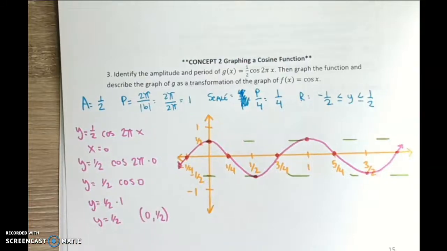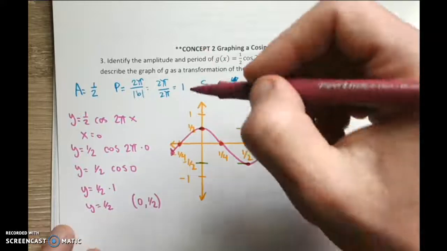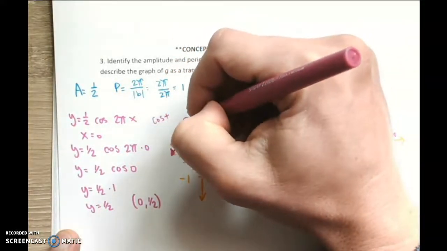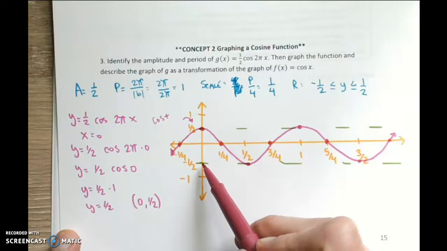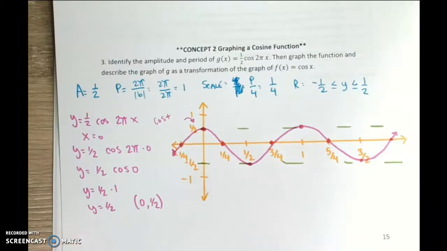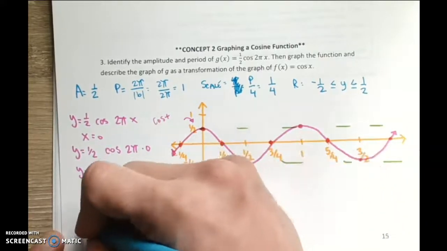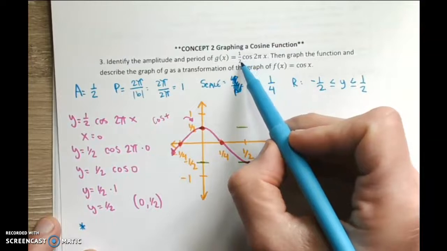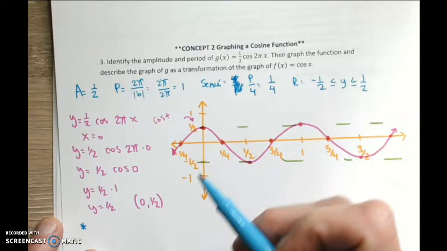Okay, and there's the graph. This one, cosine starts on top, and if I have a positive cosine, it's going to start on top. If it was negative, then it would have started on the bottom, on that minimum value. Okay, so here we go. Let's go ahead and write our transformation. That is a vertical shrink by 1/2, and this is a horizontal shrink by a factor of 1/2 pi.